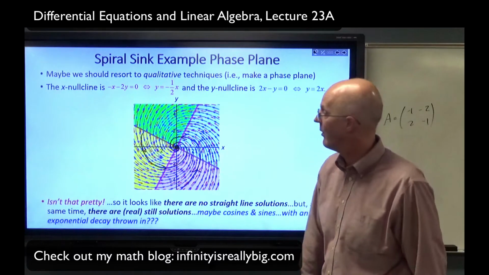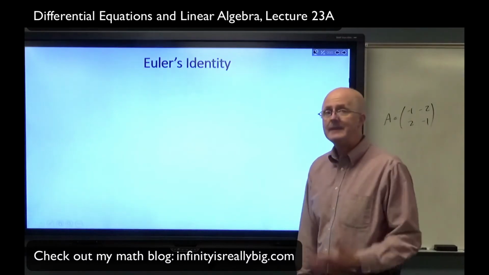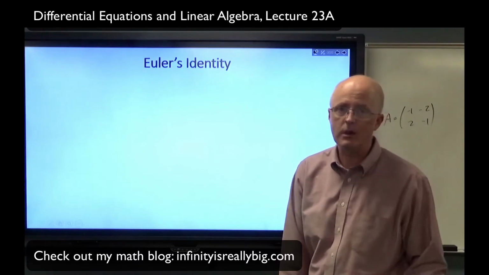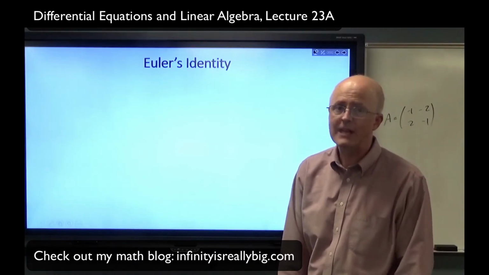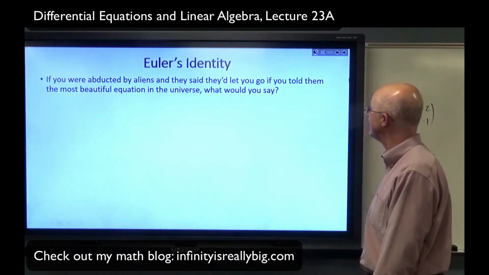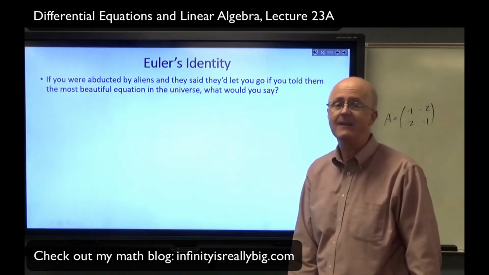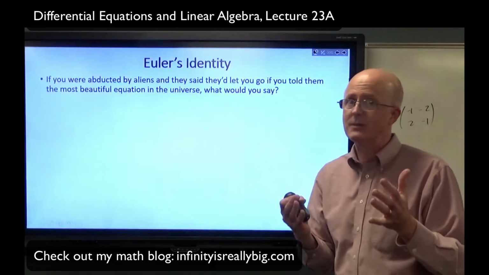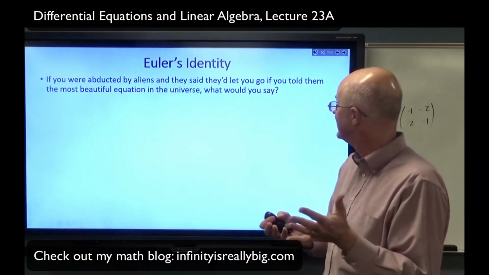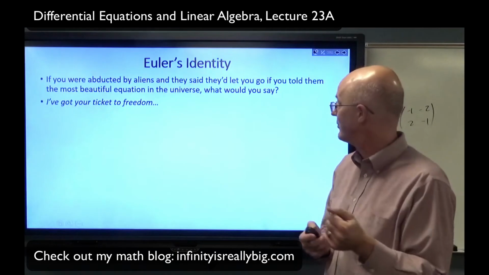We get to chapter 4 of complex numbers. And the key to relate the complex numbers to the real numbers is something called Euler's identity. More science fiction fun here. If you were abducted by aliens and they said they'd let you go if you told them the most beautiful equation in the universe, what would you say? Maybe all my viewers, for the most part, might know, because you like math so much. In case you don't, I've got your ticket to freedom.